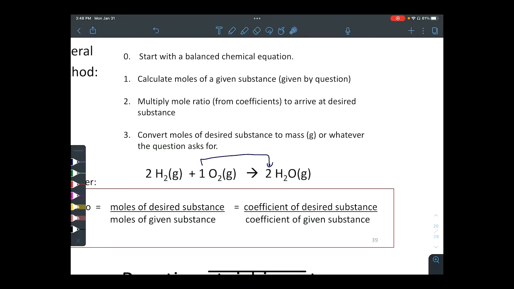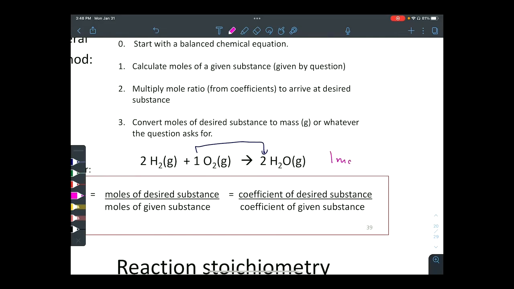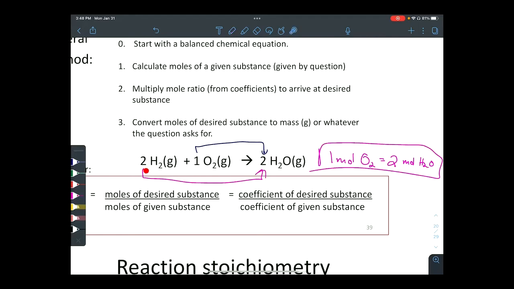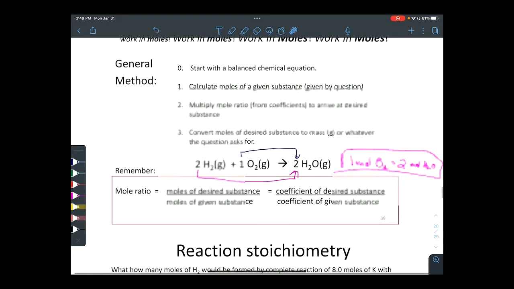What I said is that these coefficients are related. 1 mole of O2 will produce how many moles of water? 2. So I can write an equality about that: 1 mole of O2 equals 2 moles of H2O. That's an equality I can write. Or I can write this one: 2 moles of H2 equals 2 moles of H2O. If we can write this equality, we can set up our conversion factor depending on where we need to go from there.